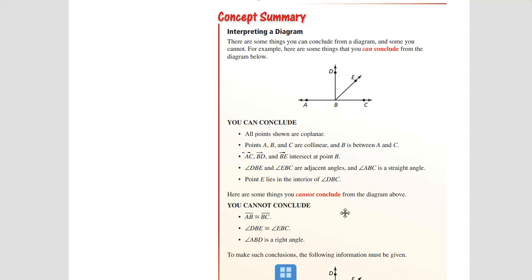You cannot conclude that AB and BC are equal to each other. They look like they're kind of equal to each other, but they didn't put the marks. Also, we don't know that ABD is a right angle. It kind of looks like it is, but they didn't tell us. In order for that to be true, they would have to do this little mark. They have to go like that. Then that would be true.